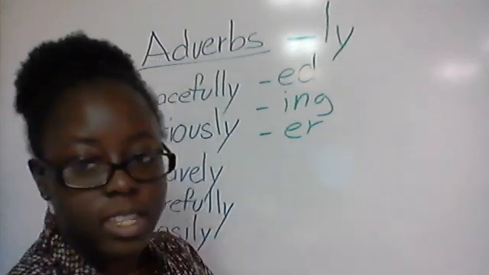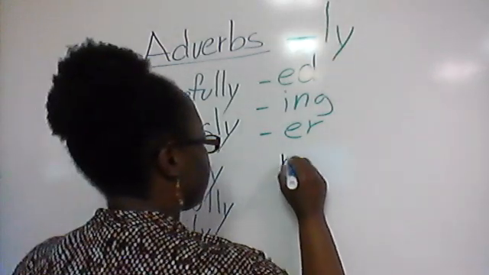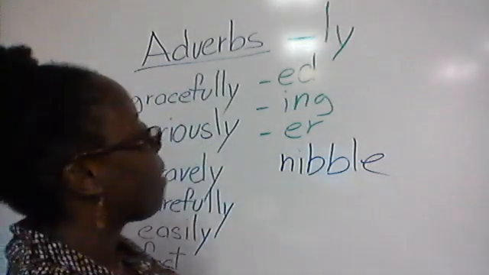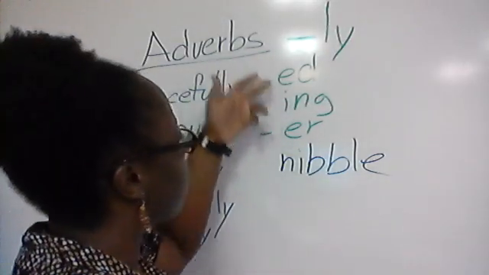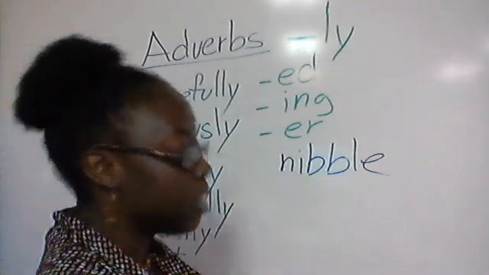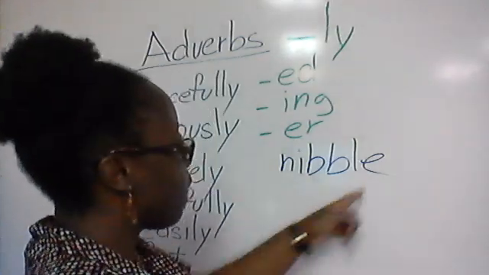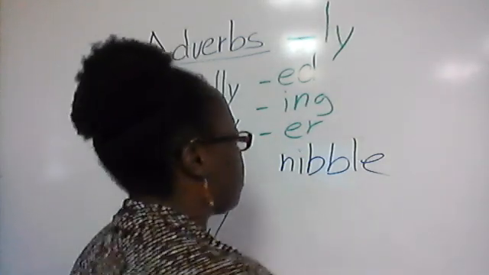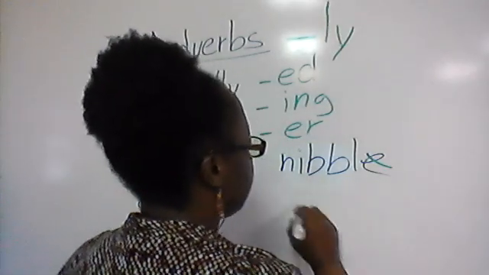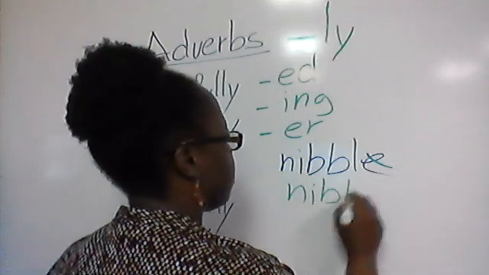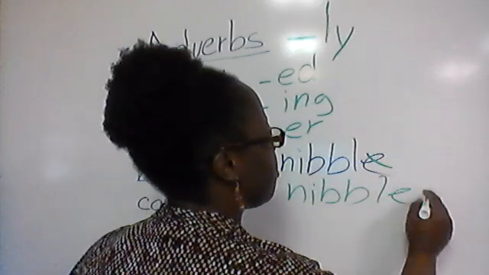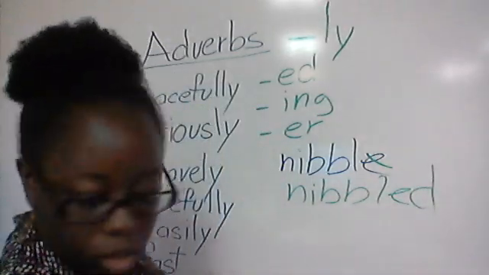So the first word is nibble. I could add any of these first two suffixes to the word nibble. I'm going to go ahead and add the first one, ed. In order to do that, I would have to cross out the e before adding the ed. So then it would be nibbled. Whoops, sorry, I took the L. Nibbled.